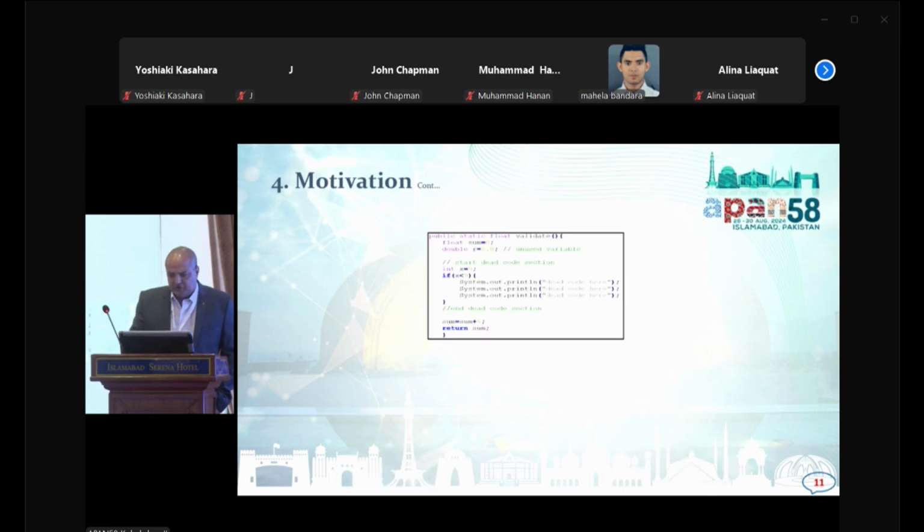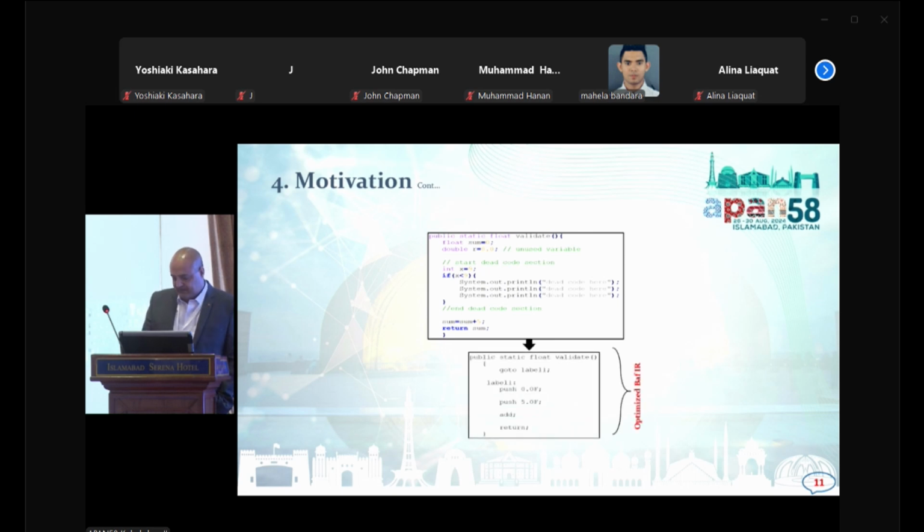Finally, this figure shows you a code fragment which contains an unused variable and also a dead code section. When we use the optimized BAF intermediate representation, it allows us to generate only the instructions that are more important in constructing the meaning of the code fragment. As you can see, the generated BAF intermediate representation ignores all the unused variables and also all the dead code, because they are not important to construct the meaning of the code fragment.